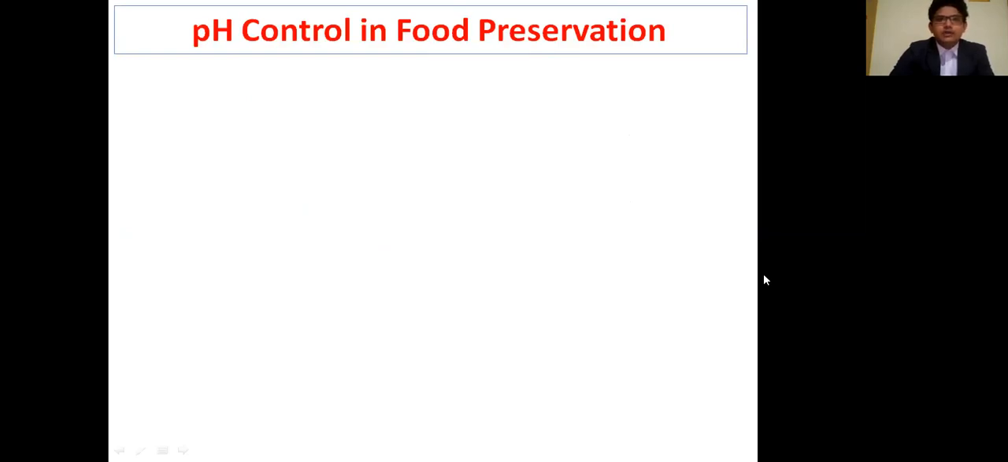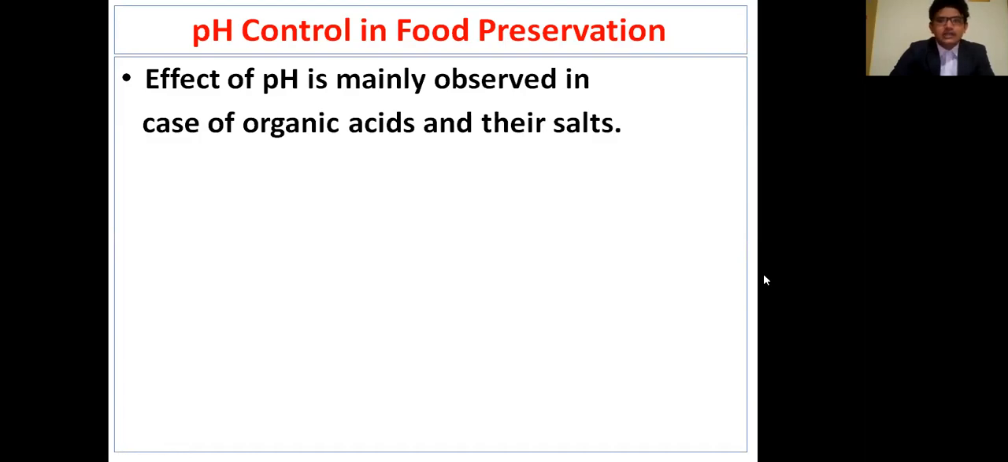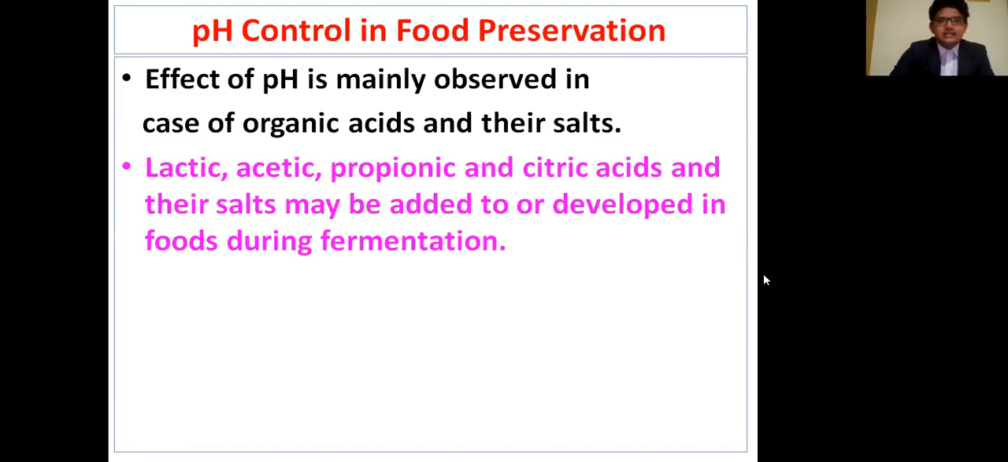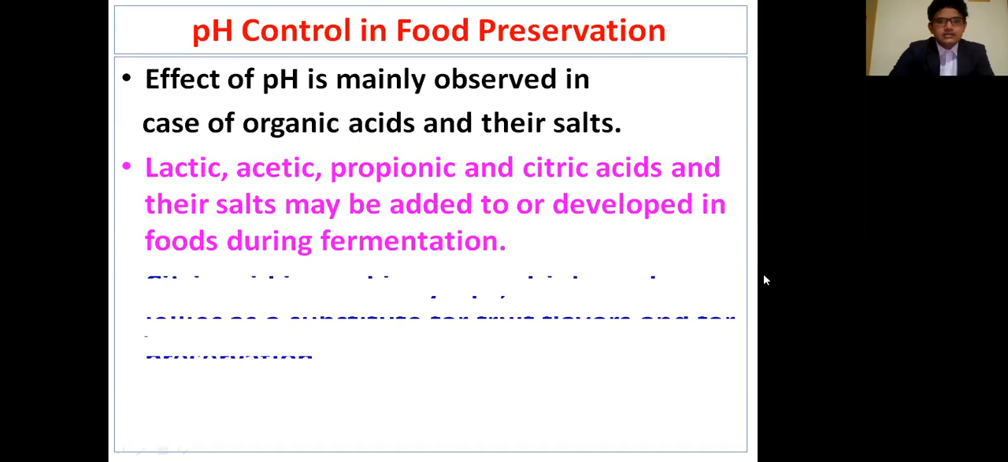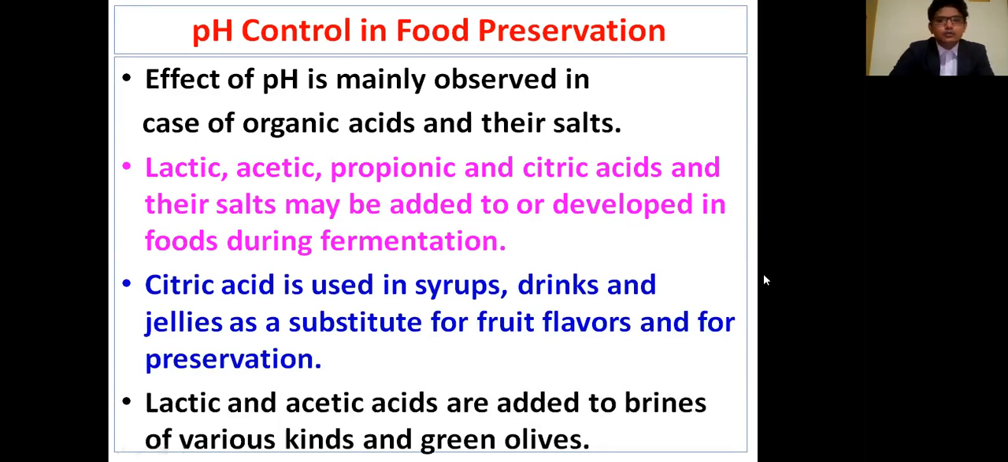How is pH important in food preservation? The effect of pH is mainly observed in the case of organic acids and their salts. Lactic acid, acetic acid, propionic acid and citric acid and their salts may be added to or developed in foods during fermentation. Citric acid is used in syrup, drink and jellies as a substitute for fruit flavor and for preservation. Lactic and acetic acid are added to brines of various kinds and green olives.